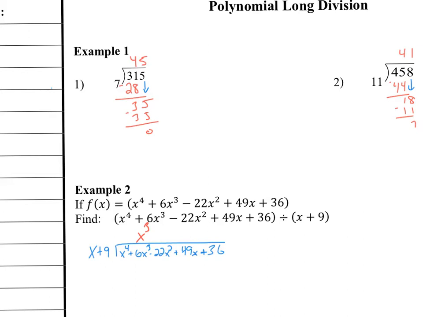All right, so we're going to multiply x plus 9 times x to the 3rd, because that will give us an x to the 4th. And remember, the goal afterward is to subtract. So I'm going to multiply by x to the 3rd. I get x to the 4th. And then when I multiply the x to the 3rd by the 9, I get 9x to the 3rd. And it's positive 9x to the 3rd. And now we're going to subtract.